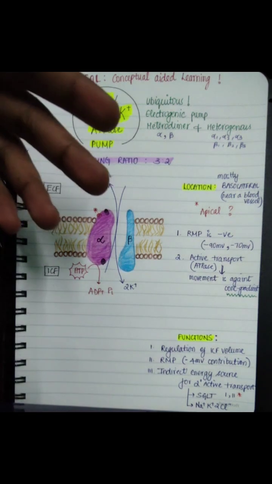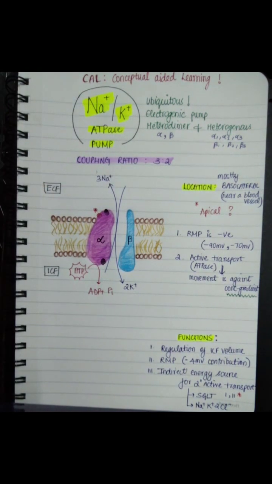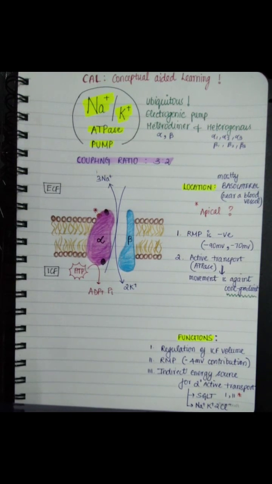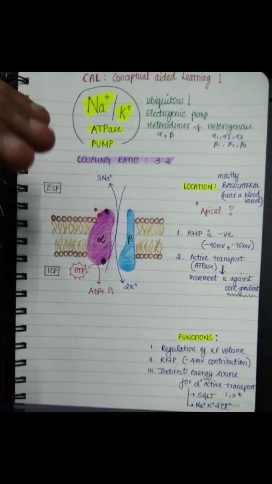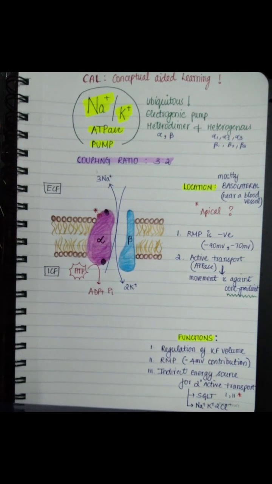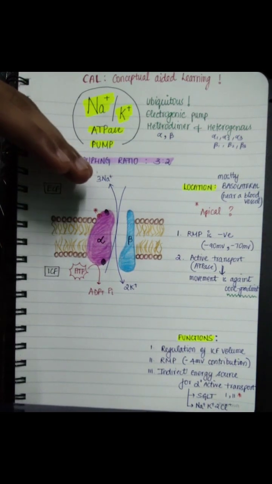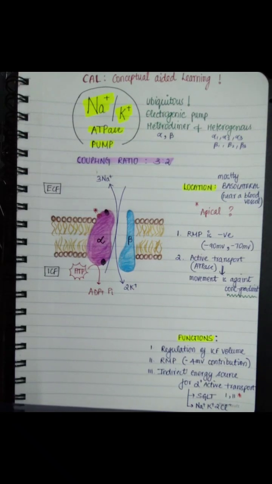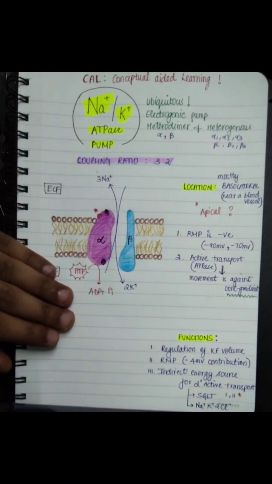Next is active transport. The main concept of active transport is that we use an energy molecule, mostly ATP, and that energy is used to move a molecule against the concentration gradient. Now, a quick bite: we know sodium is the predominant ion in the extracellular compartment, and potassium is the predominant ion of the intracellular compartment.